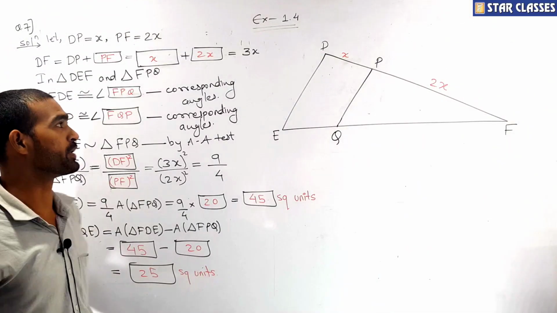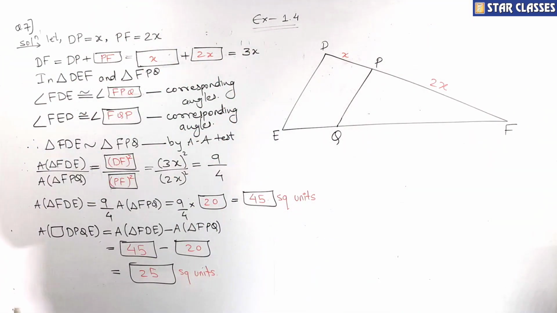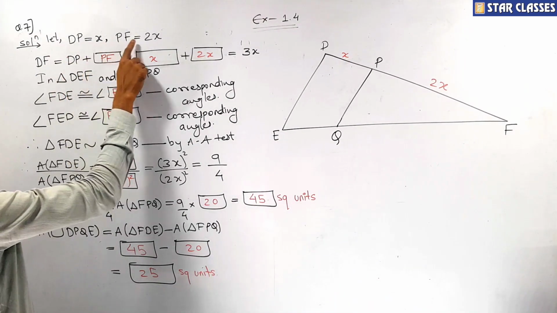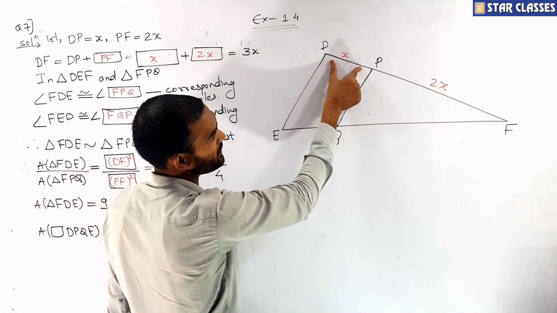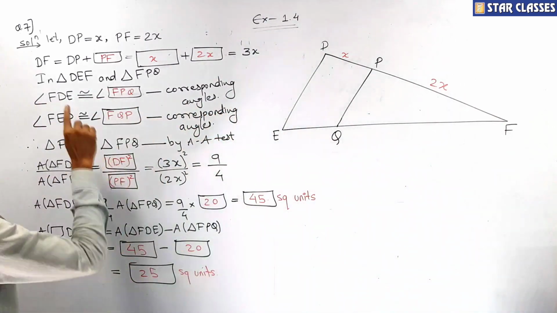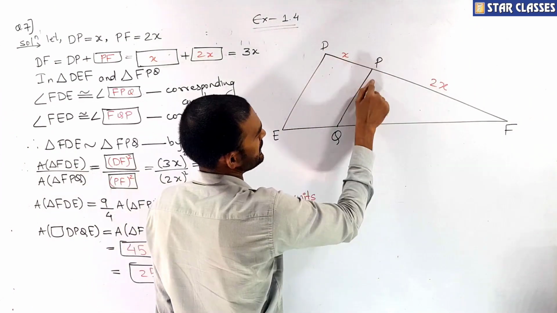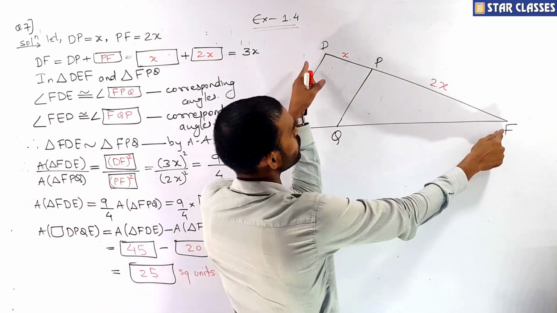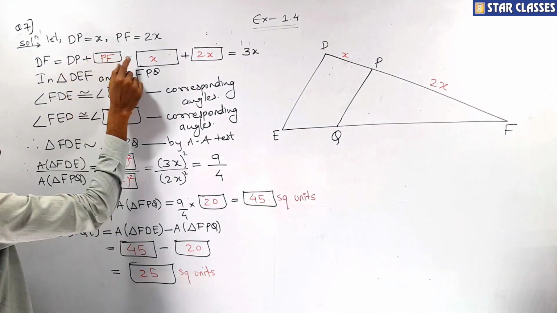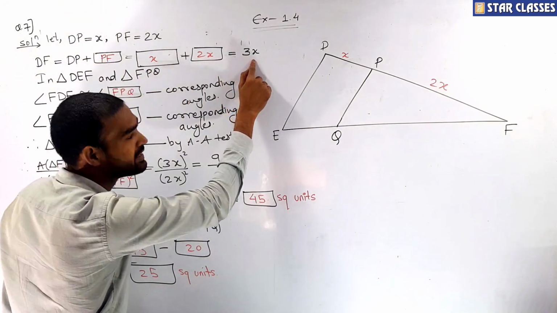Hi students, now we are doing the last question of 1.4. This is the last question of your first chapter. So here we have taken, let DP be equal to x and PF equal to 2x. So this is my DP, 1x, and this whole PF will be 2x. Now first step, DF is equal to DP plus PF. Where is my DF? Look, DP plus PF. If I add these two, I will get the whole DF. That's what we have written. Now the value of DP is 1x and the value of PF is 2x. 1x plus 2x will be 3x.